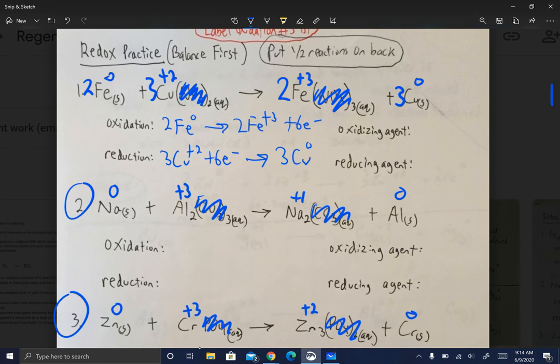The oxidizing agent now is the one that gets reduced. What I mean, the one? Well, there are two reactants here. One of them is oxidized, one's reduced. Cu plus 2 is reduced, so therefore it's called the oxidizing agent. And because Fe0 is oxidized, it's called the reducing agent. Reducing agents get oxidized. I know that's confusing. If I feel like it, I'll talk about that tomorrow in class.